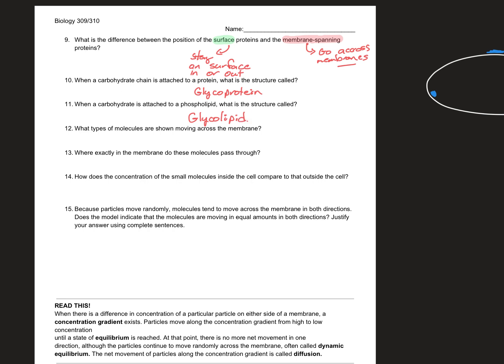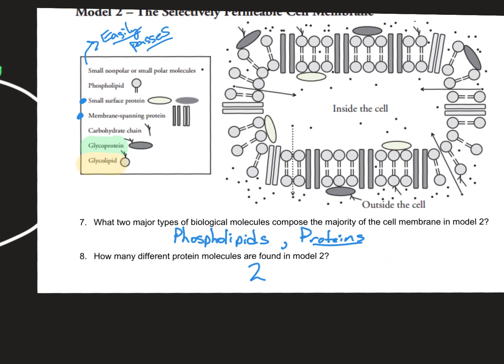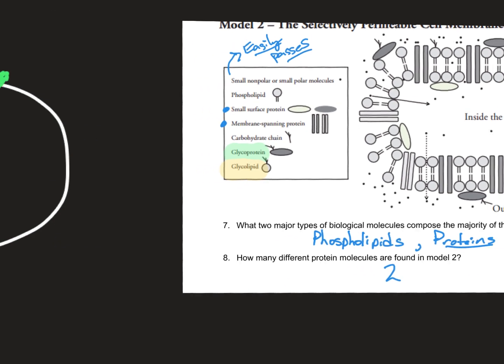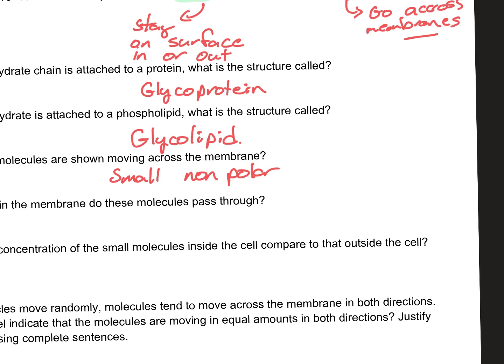What types of molecules are shown moving across the membrane? Small, nonpolar. Or small. And we gotta go look, reference the diagram. Could it be both? Yeah, small nonpolar and small polar molecules. You're right, they're both, right? Yeah. If we look at this, it is both. You look at the diagram, the answer is both. Small nonpolar and small polar.